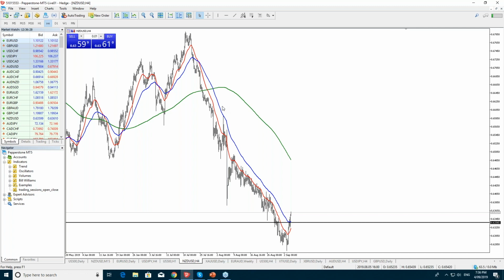Now, when you're trading in the direction of the trend, that's far more achievable. Your entry points don't have to be anywhere near as accurate, and your exit points also have a little bit more leniency. So that's why it's really, really important.